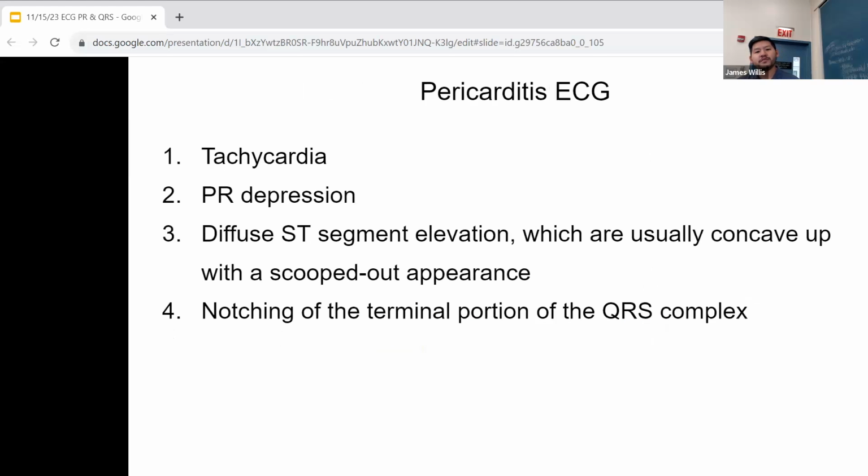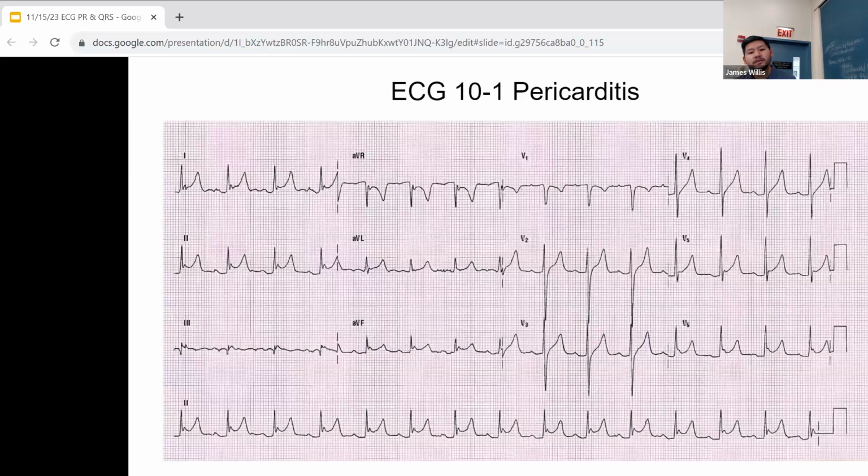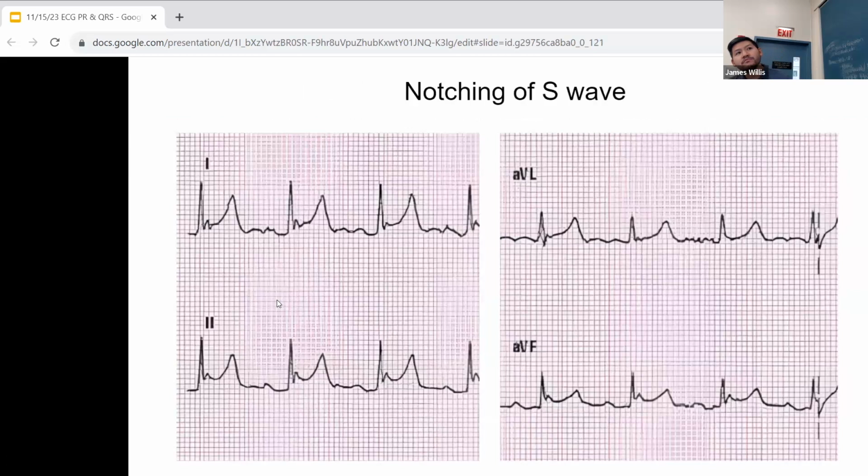So for the ECG features of pericarditis, a lot of times you're tachycardic, you have PR depressions and diffuse ST elevations. You have this concave up, scooped out appearance of the ST segments, and you can have a notched terminal portion of the QRS complex. Here you can see the notched QRS complexes almost at every ST segment, but mostly in V1. You can see it in II, like you see in aVL and aVF. But a lot of times you have to interpret the EKG while examining the patient, getting a good history. So that's almost as important.